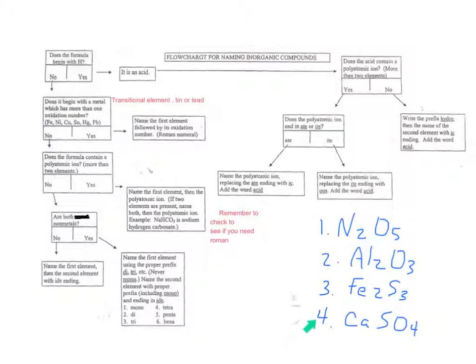Number 4, our last example. It does not begin with hydrogen. Ca is not a transitional element, so no, it does not need Roman numerals. It is a polyatomic, so we'll come over here. We'll name the first element, and that first element is calcium. And then we're going to look up on the chart and see what that next one is, and SO4 is sulfate, so we would name this calcium sulfate.